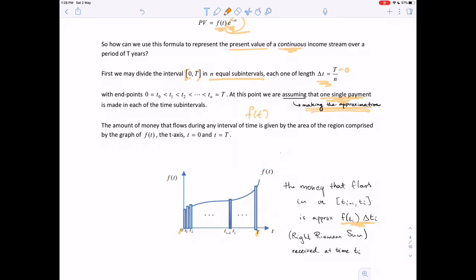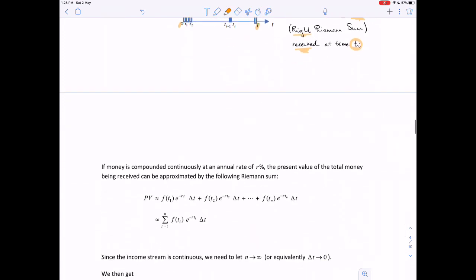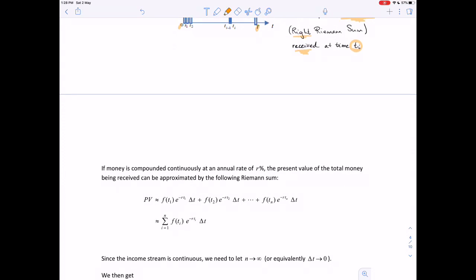Well, delta t is always the same, so I don't actually need that i. And it is received all at the same time, let's say, at ti. So we're using a right Riemann sum, and we're imagining a single payment in that time interval. And what do we do? Well, if each of those payments is to be present valued, we're going to multiply by e to the minus rt, where we've got this annual rate of r%.